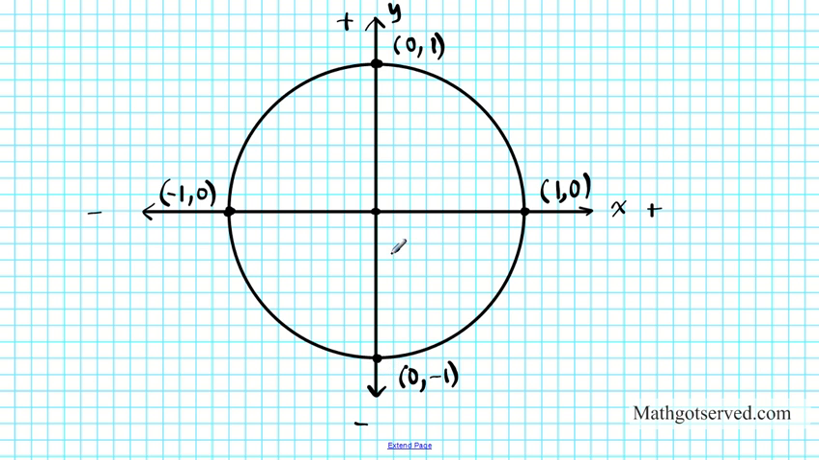Now, what I'm going to do next is put in 3 points. You're going to put in 3 points evenly spaced in each quadrant: 1, 2, 3.